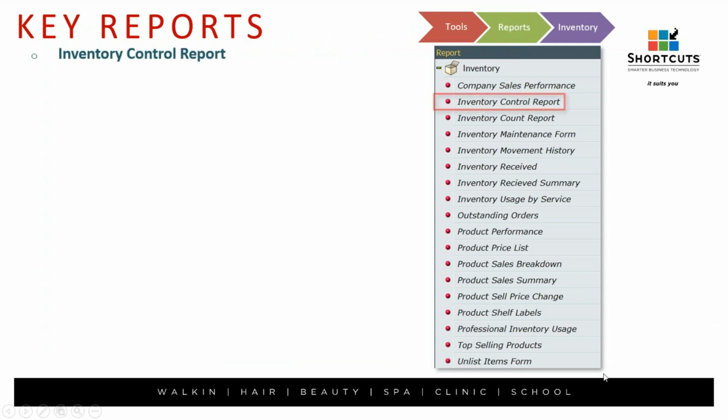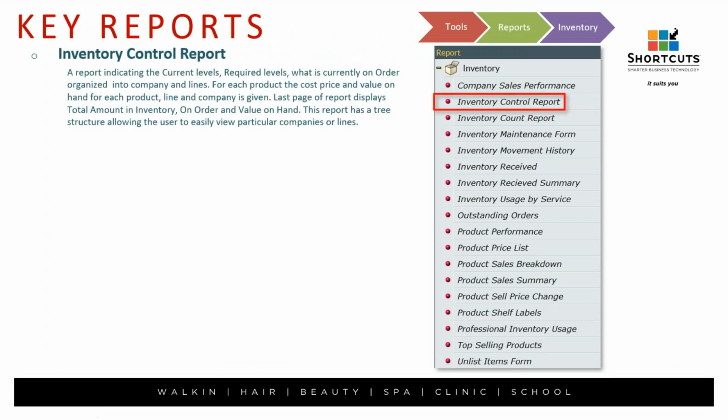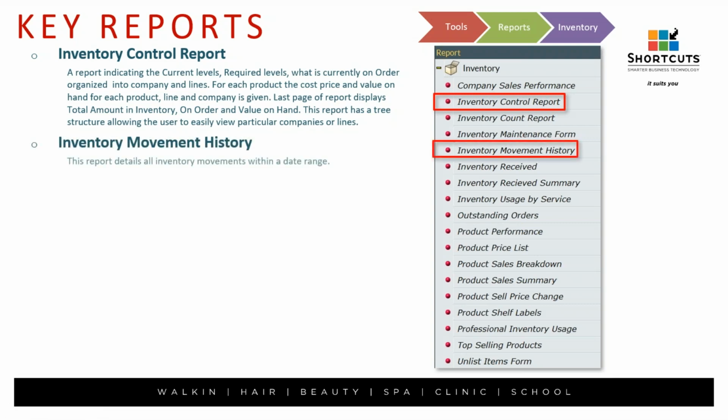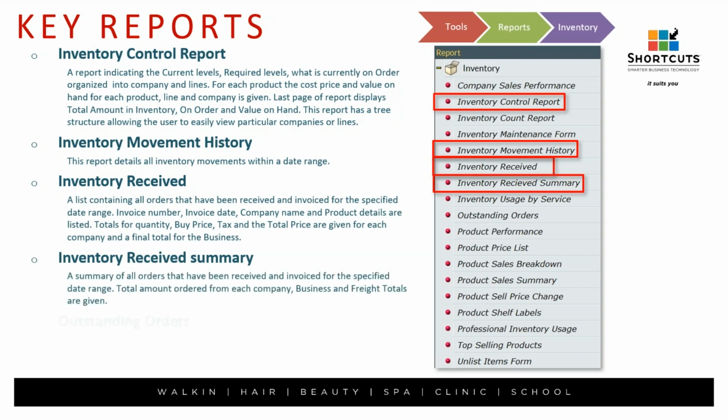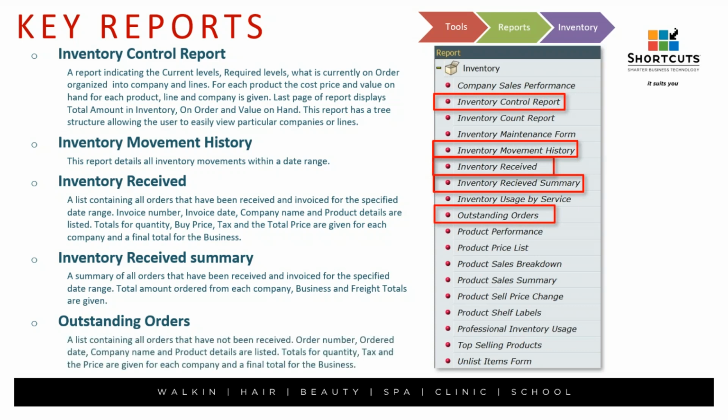So what reports should you be looking at whenever you're dealing with inventory? When you go to your inventory category under reports, the ones I want you to focus on are inventory control report, inventory movement history, inventory received, your inventory received summary, your outstanding orders. So these are the big ones. Of course, there's a bunch of other reports we have in Shortcuts, but when it comes to dealing with inventory, these are the major reports.